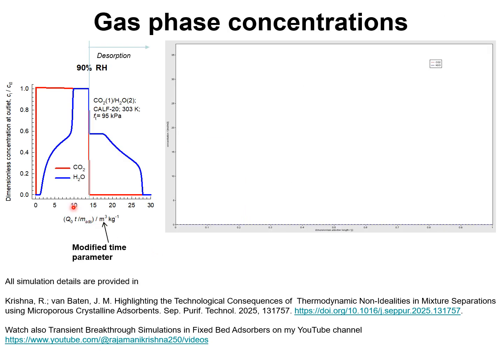Let's look at the transient breakthrough simulations in more detail for 95% relative humidity in the entering gas mixture. The dimensionless concentrations at the exit of the fixed bed adsorber is plotted as a function of the modified time parameter on the x-axis. The red lines are for CO2 and the blue lines are for water vapor.